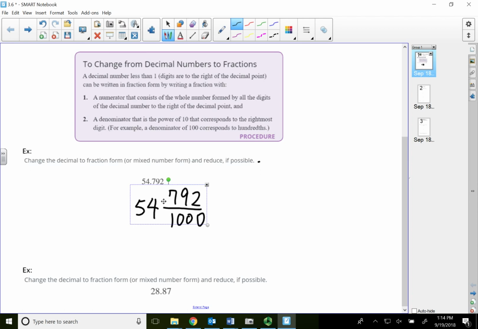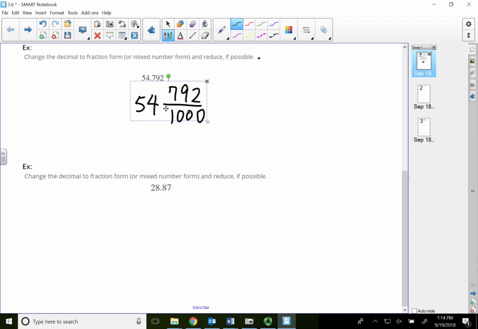If my decimal number is greater than 1, what it's saying up here, the procedure is for when a decimal number is less than 1. So let me just give you an example. Let's come back to this. If I have, like, a 0.5, if I just have a decimal that's less than 1, like 0.5, and I read this correctly, this is 5/10.